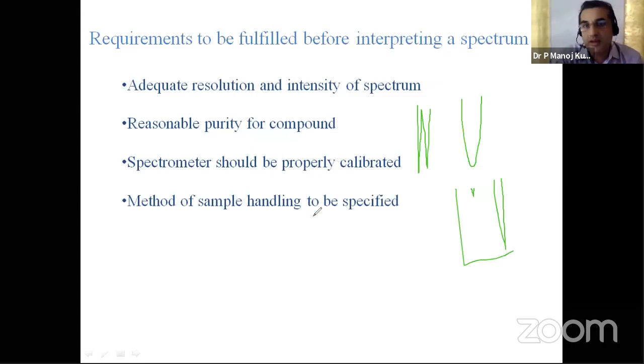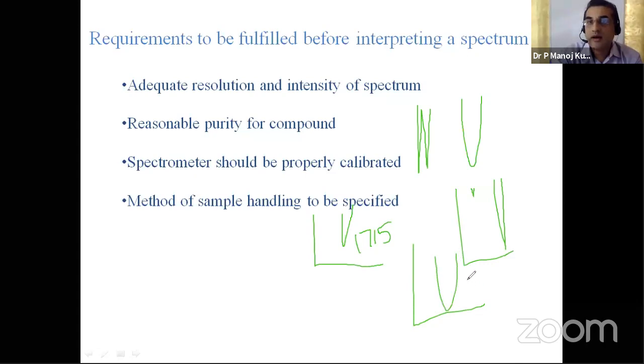The spectrometer should be properly calibrated. It's very important. For example, you are supposed to get a C double bond O group at, say, 1750. Let's assume this is the actual value, but you have not calibrated the instrument properly. So because of that, what is happening? You are getting the peak at, say, 2000 or so. You are supposed to get a peak actually at 1715, but the instrument is not properly calibrated, so you are getting 2000. So you will feel that your compound does not have a C double bond O group. So the instrument should be properly calibrated. That is very, very important.